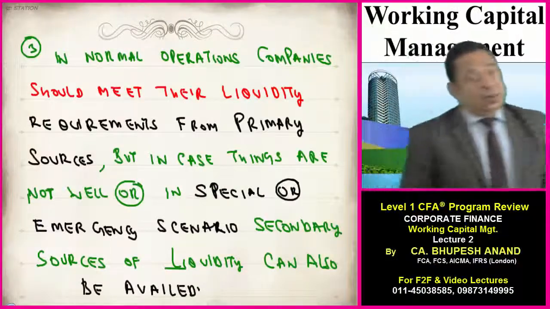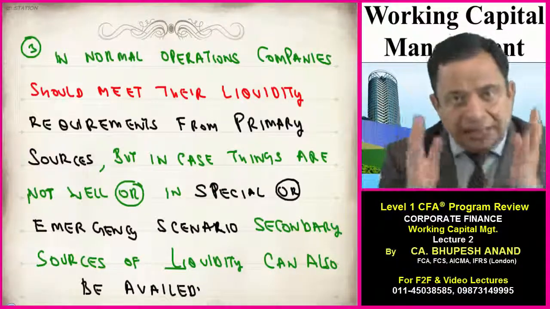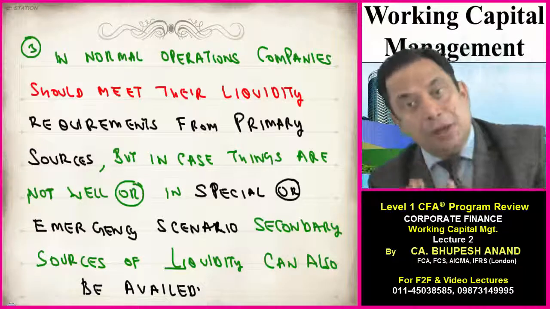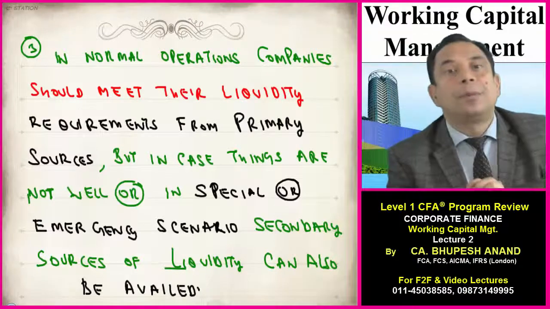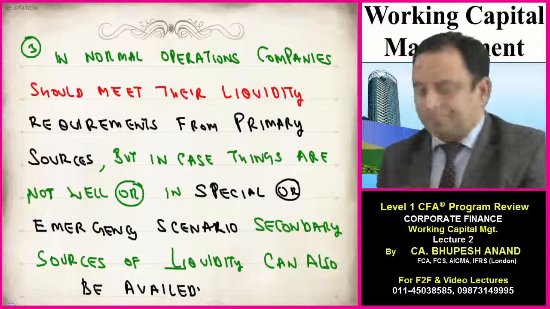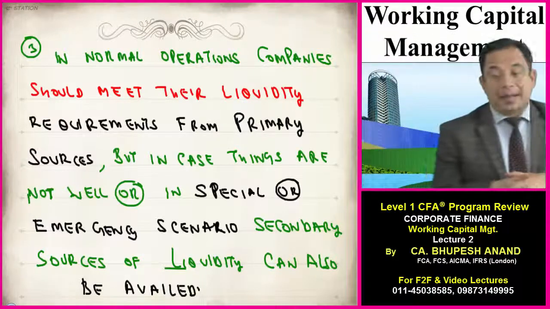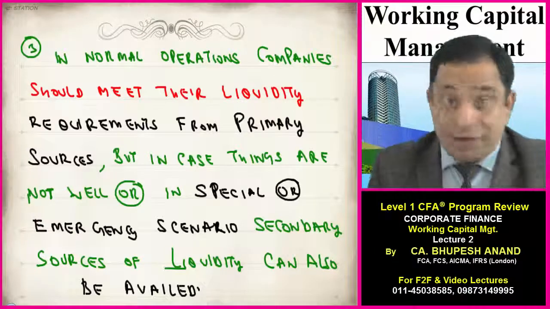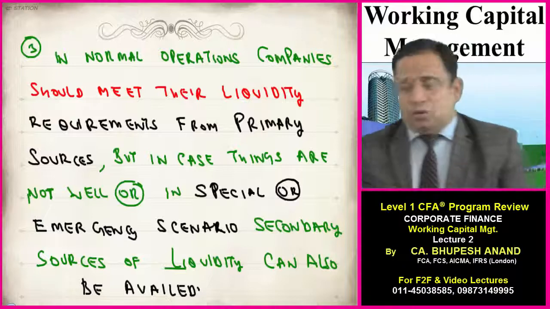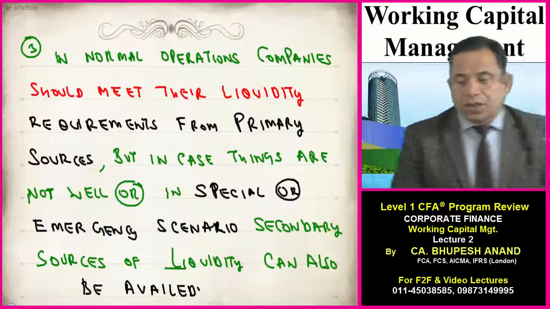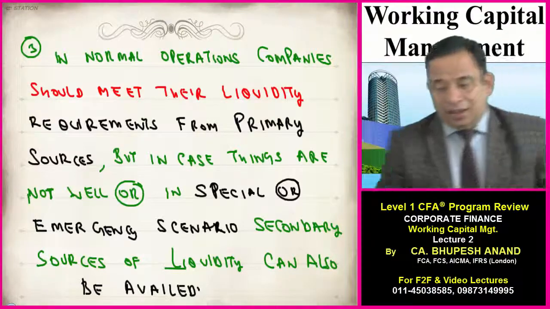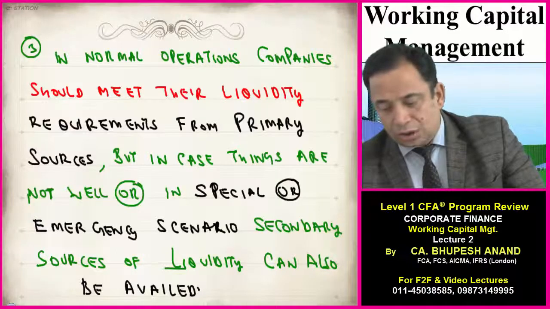Now, the third point is very, very important, highly testable area. In normal operations, companies should meet their liquidity requirements from primary sources. But in case things are not well, in special or emergency scenarios, my dear friend, you have to write down, secondary sources of liquidity can also be availed.